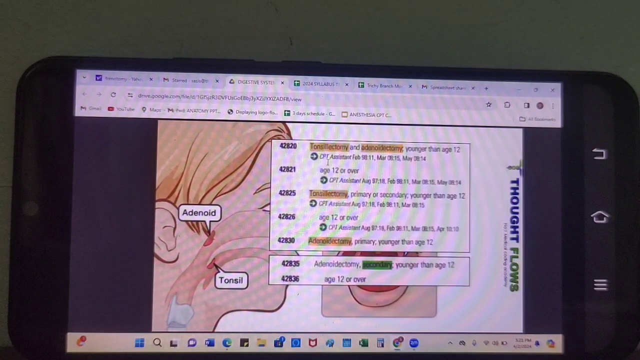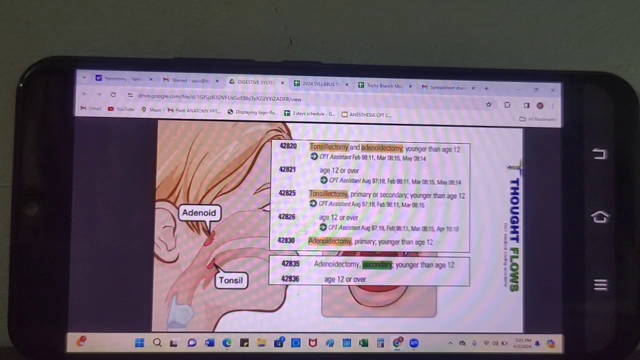25 and 26 are the tonsil only. Now, the surgeon removes the tonsil only: younger than 12 years, 25; 12 years or older, 26. Suppose a patient has adenoid only, go for the code section from 30 to 36.